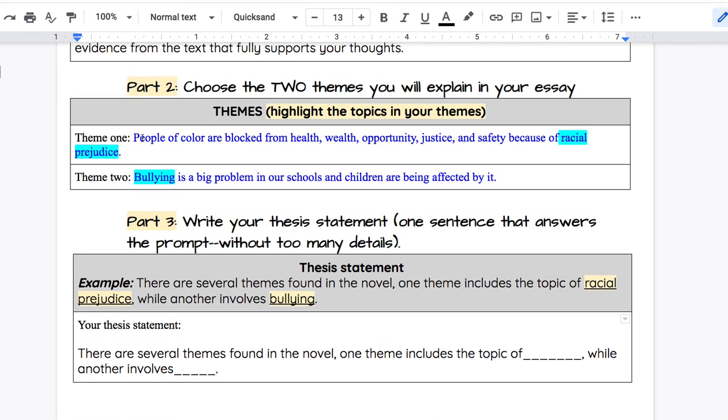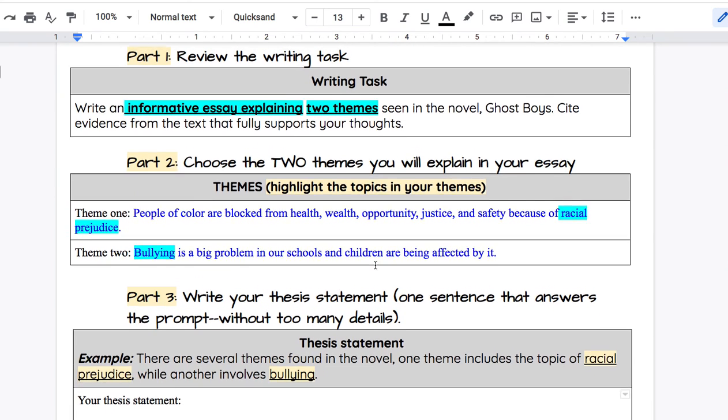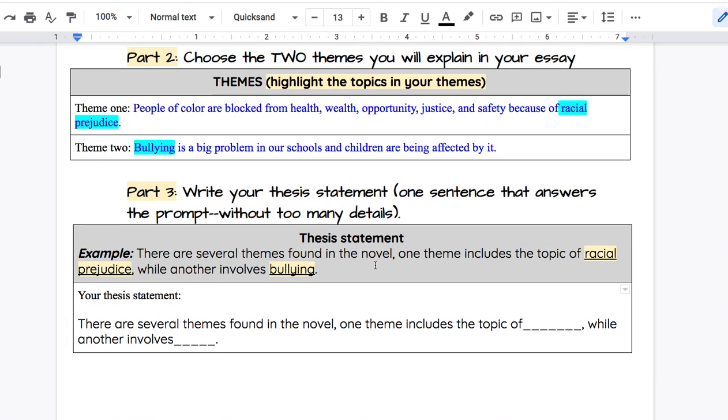The option is yours. However, in this essay, you only need to pick 2. So pick 2 that you can best explain, right? Because this is an explanatory essay, so you are going to need to explain.